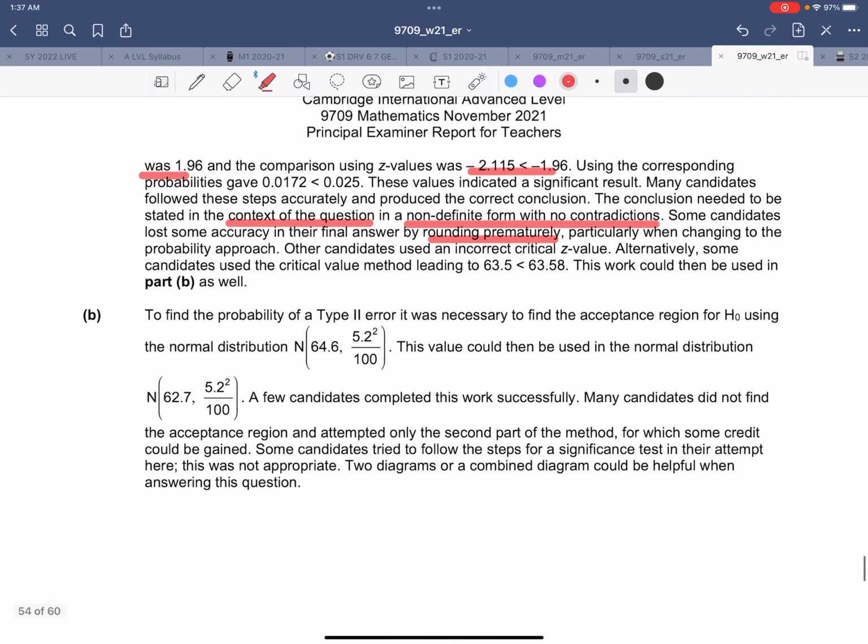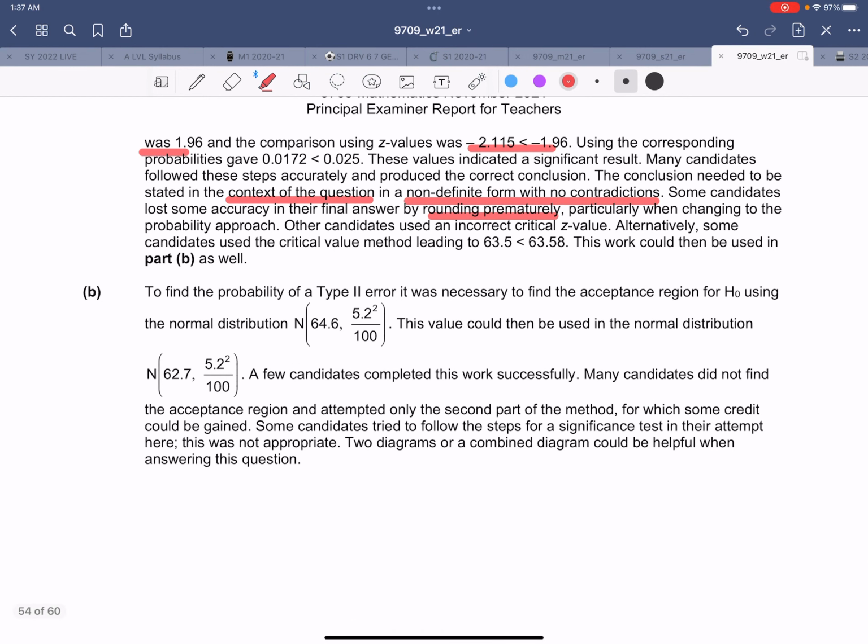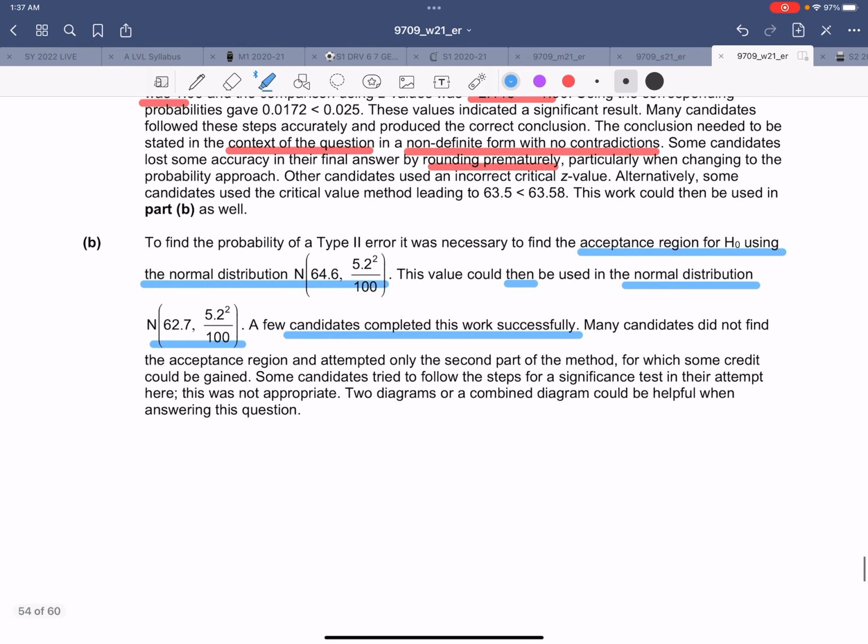And to find the probability of type 2 error, it was necessary to find the acceptance region of H0 using the normal distribution. The value can then be used in the normal distribution. A few candidates completed this work successfully. Many candidates did not find the acceptance region and attempted only the second part. Of course, they would lose the credit. And two diagrams or a combined diagram could be helpful. So this is if needed, then only we will do it.